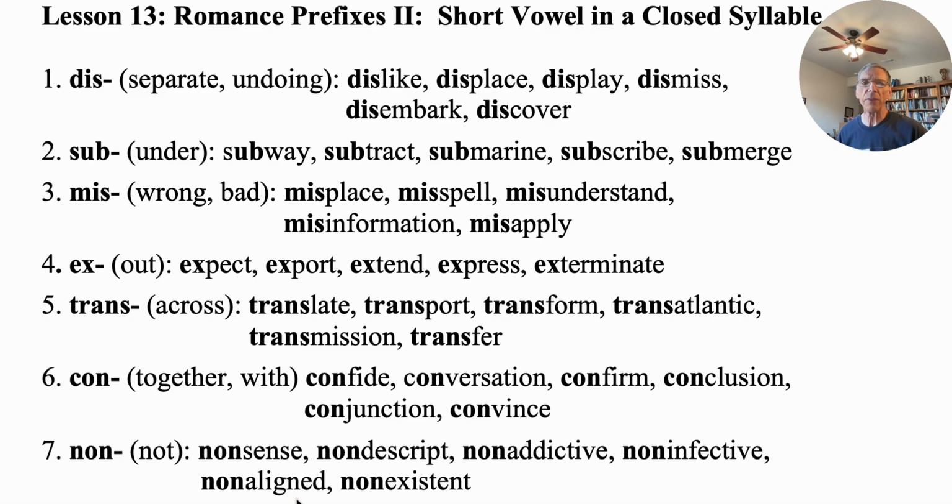And then the last word is non-existent. So do little green men exist? Probably not. Are there men on the moon? No, I doubt it. So it's non-existent. That means not existent. All right, that covers all of these short vowels in closed syllables.